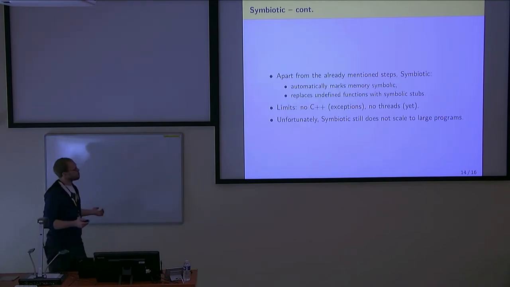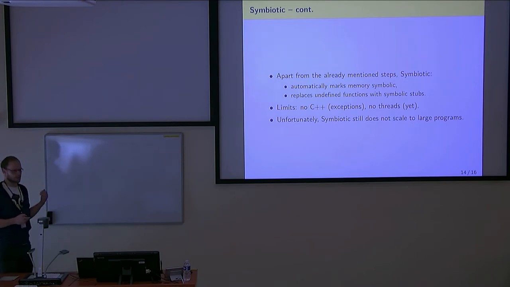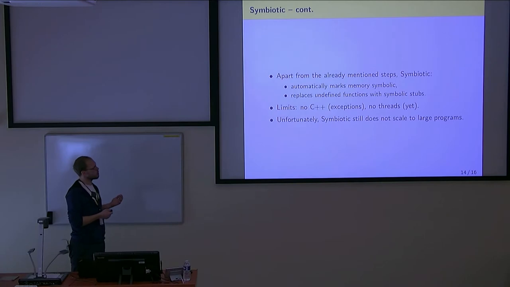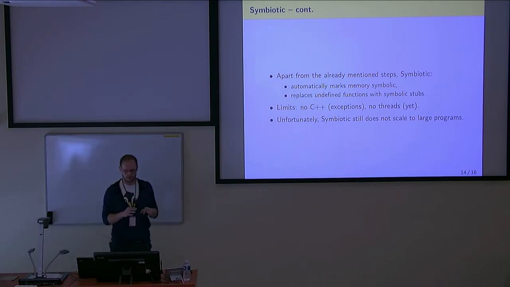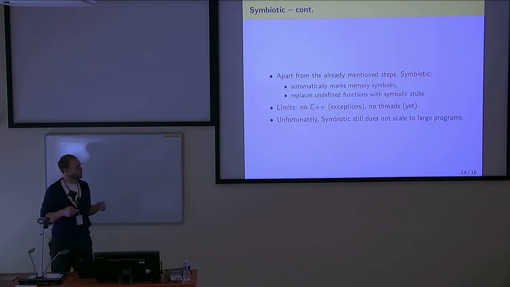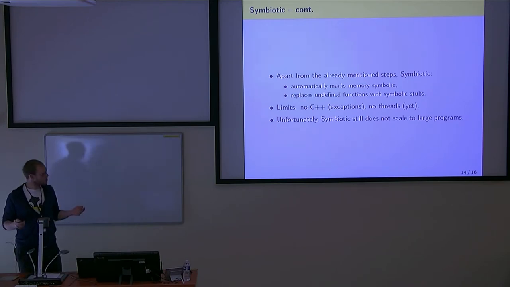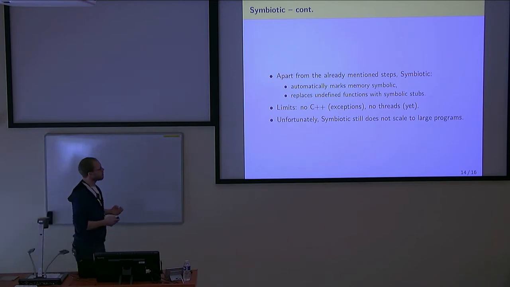Okay, and apart from this transformation that I just mentioned, Symbiotic automatically marks the memory symbolic, so we do not need to manually annotate the program with klee make symbolic, and replaces undefined functions with some symbolic stubs. That's just because we do not want the user to somehow change the program before passing it to Symbiotic.